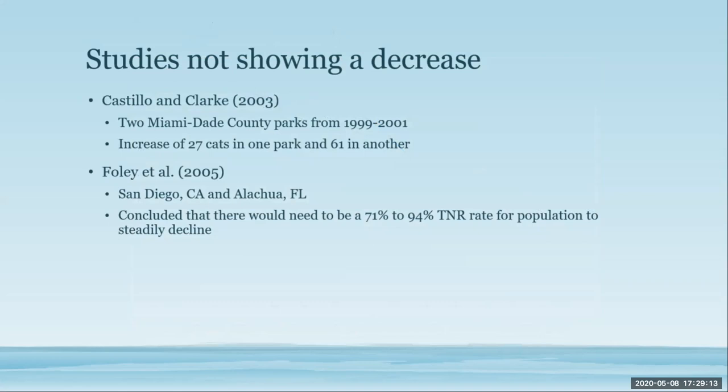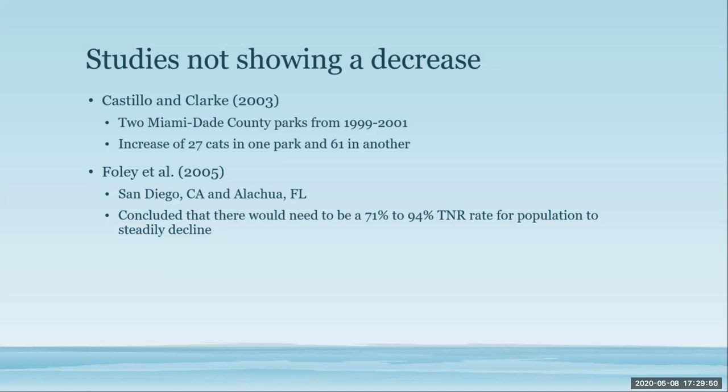So Castillo and Clark conducted a study in 2003 where they surveyed two Miami-Dade County parks from 1999 to 2001. They found that there was an increase of 27 cats in one park and 61 in another. So once again, this doesn't necessarily mean they can conclude that TNR is certainly not doing anything, for that same reason, that correlation doesn't necessarily imply causation. So there could have been maybe the introduction of some individuals in the neighborhood who started feeding feral cats and thus causing some sort of cat immigration.